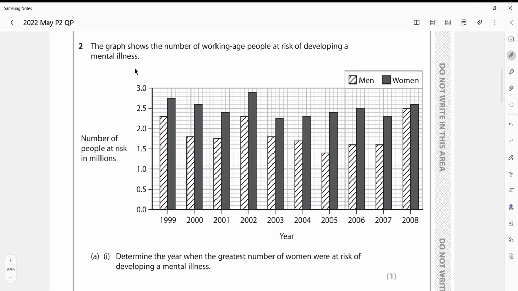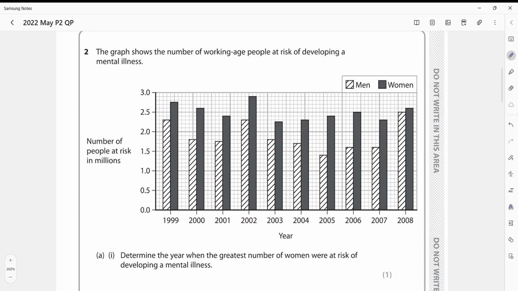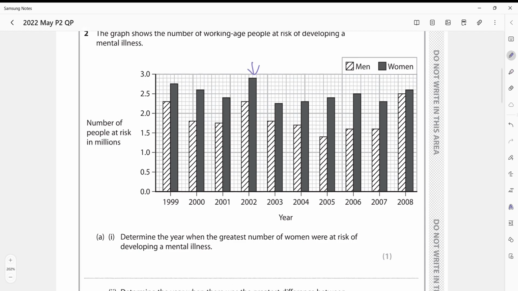All right, question 2. The graph shows the number of working age people at risk of developing a mental illness. A1 says, determine the year when the greatest number of women were at risk of developing a mental illness. So women are represented with a shaded bar, and the tallest bar here, the highest bar here, is at 2002.